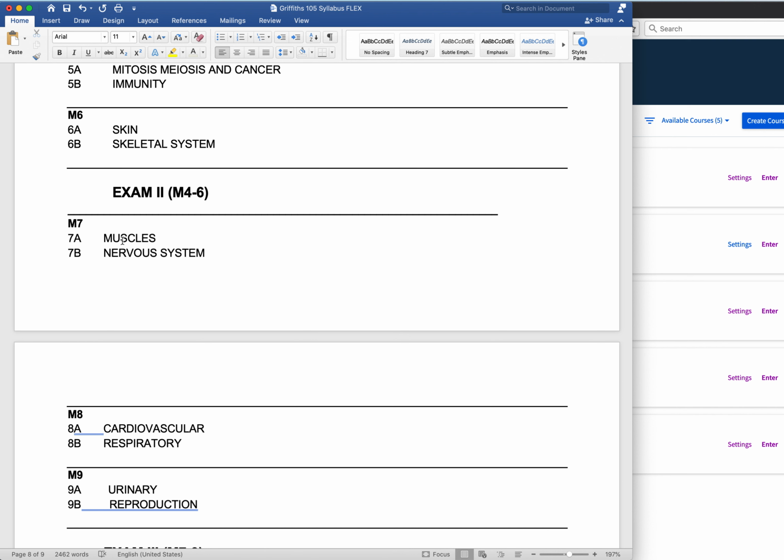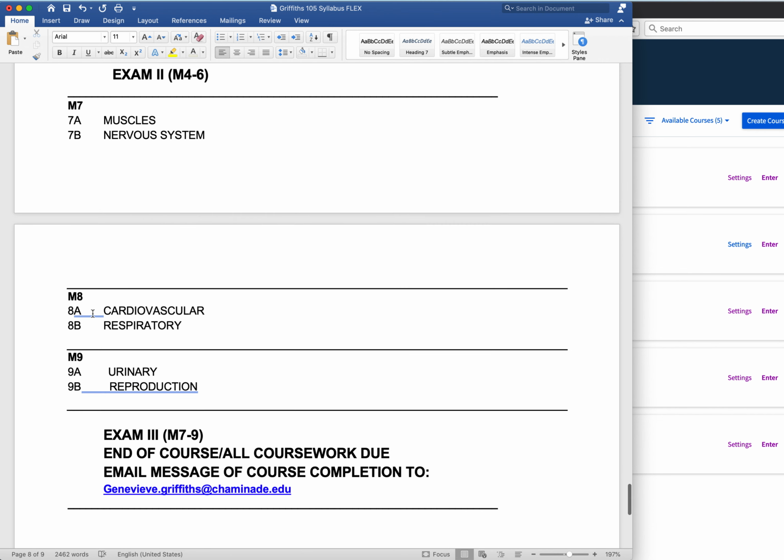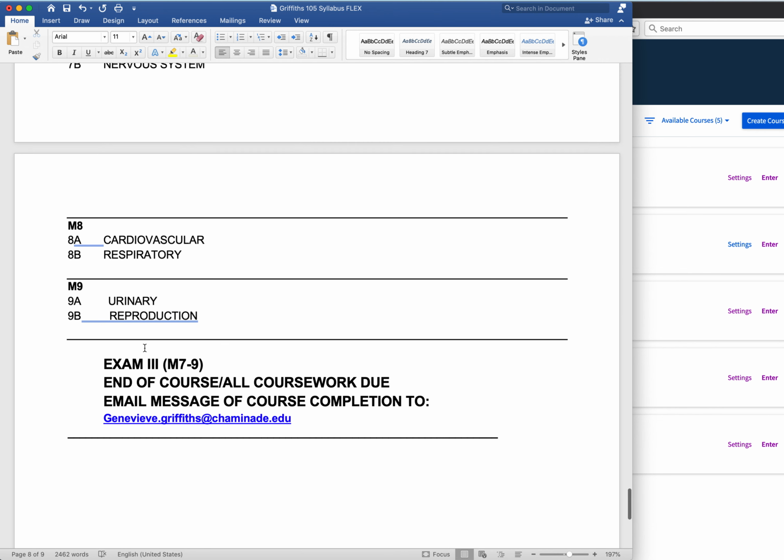Module 7 is going to do the muscular system and the nervous system. Module 8, cardiovascular and respiratory systems. And Module 9, urinary and reproductive systems. That's going to be our last exam. There is no final per se, as in there is no cumulative final. There's only going to be 3 separate exams that cover 3 modules at a time.